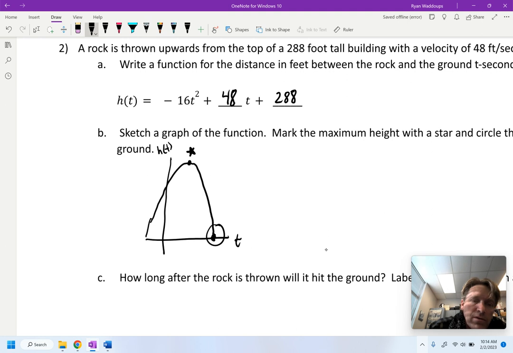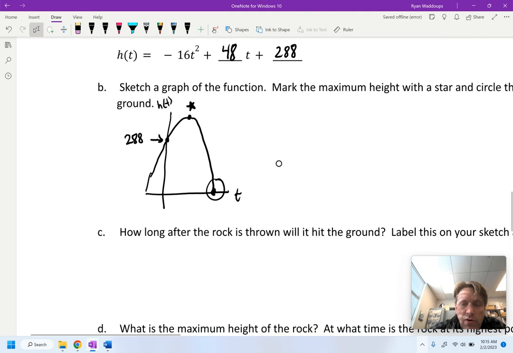Also, I think it's worth noting that this point is 288. And then we can come back and mark in the other things. The 48 is how fast it's going at the point that it's released.